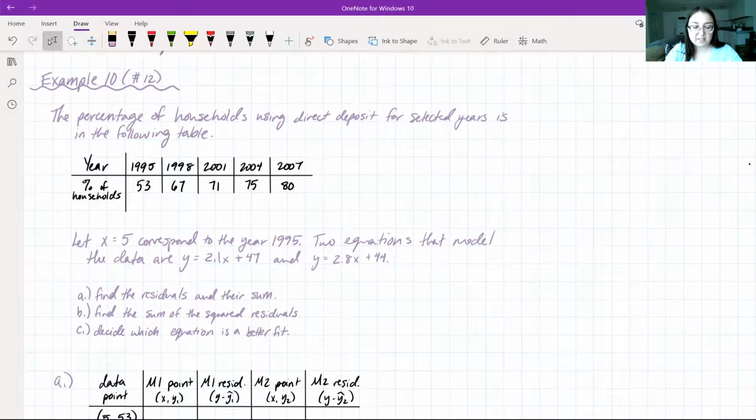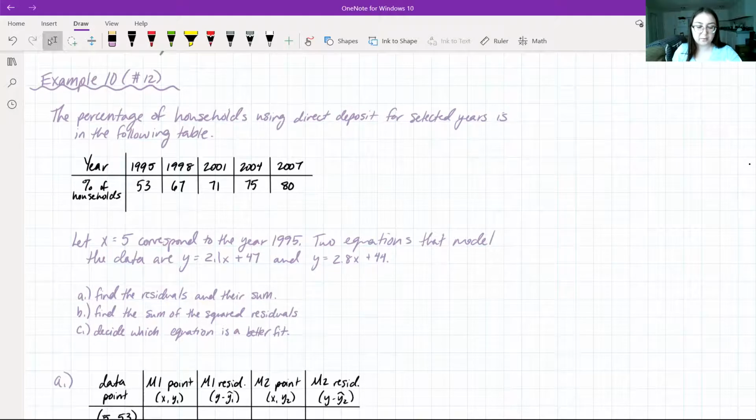Now we're going to let x equal 5 correspond to the year 1995. This also means that x equals 0 corresponds to the year 1990. So we have two equations here that model the data, and they are y is equal to 2.1x plus 47, and y is equal to 2.8x plus 44.